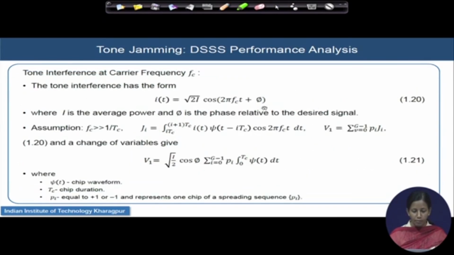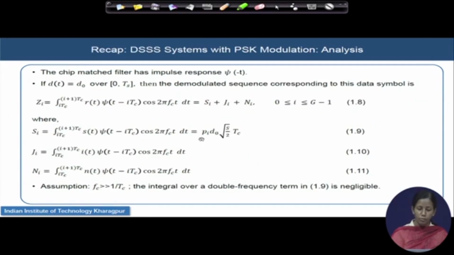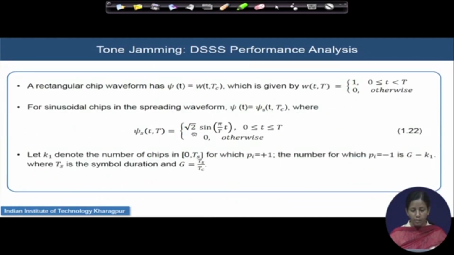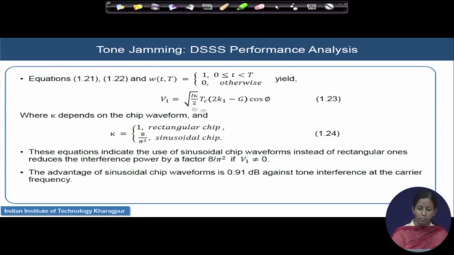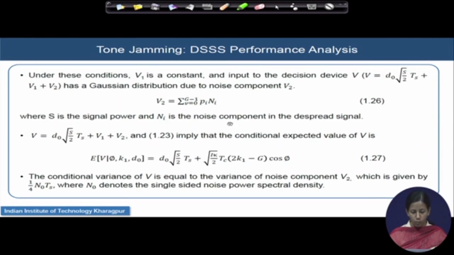So, using the earlier fact that we have a contribution for the signal section given by 1.9, we have the contribution from V1 given by this, and the mean value of the noise is equal to 0. So, finally, the conditional expected value of this V, which is entering the input to the decision device, will be given like 1.27. Basically, it is the addition of the mean value of the signal section and the mean value of this V1.